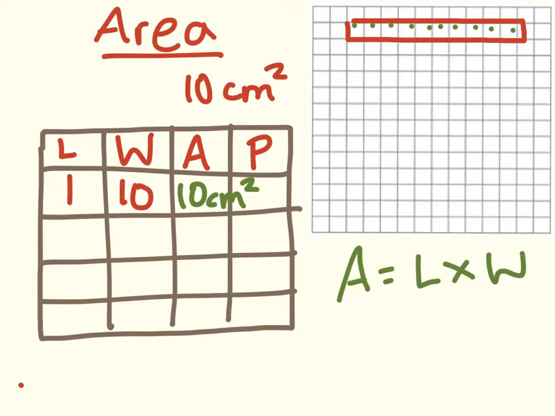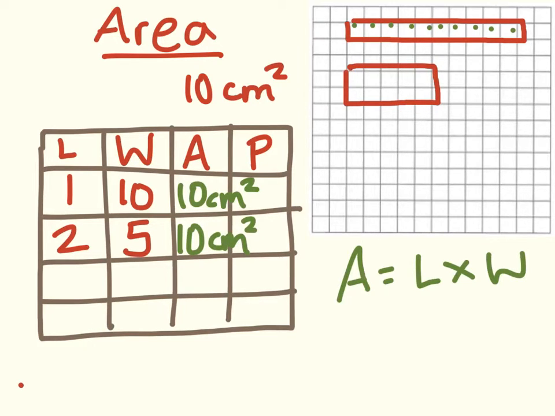So we know that 1 times 10 equals 10. Can we get 10 any other way? What else could we multiply together to get 10? How about 2? 2 times what gives me 10? Well, 2 times 5 gives me 10. Awesome. I'm going to draw that rectangle. 2 long and 5 wide. Excellent. That gives me an area of 10. 1, 2, 3, 4, 5, 6, 7, 8, 9, 10. Wonderful. Okay, that's fantastic. Let's try another example, maybe make it a little bit tougher for you.